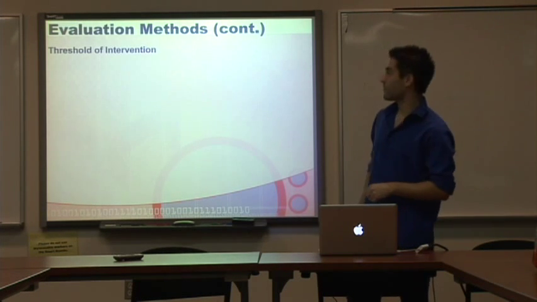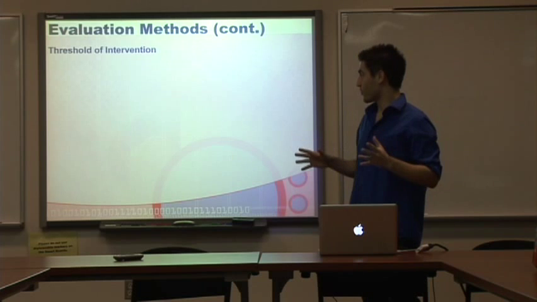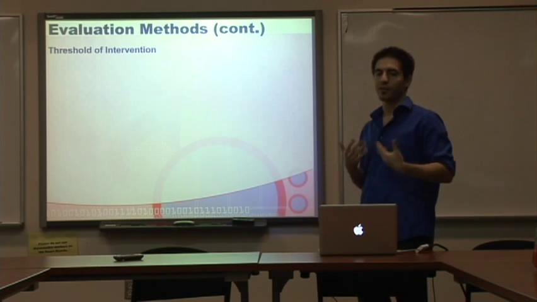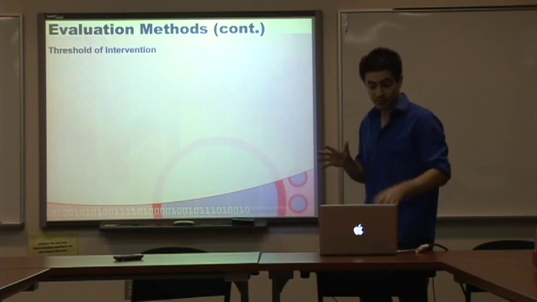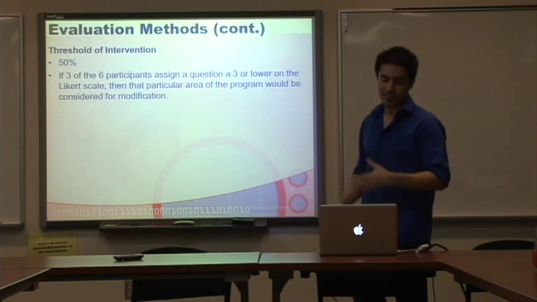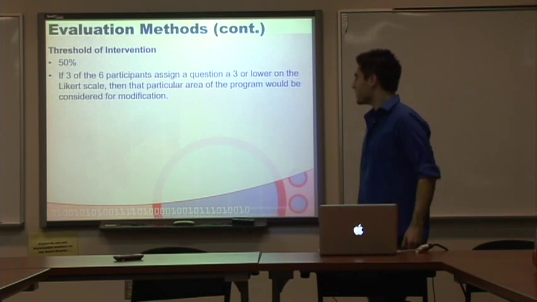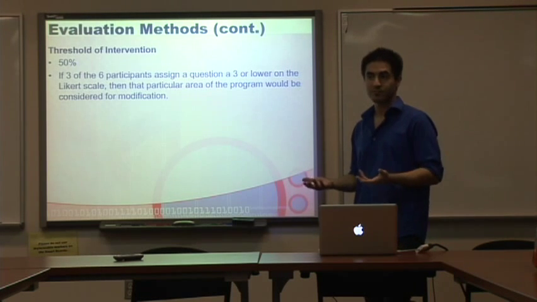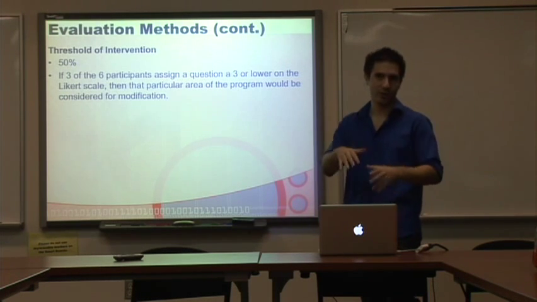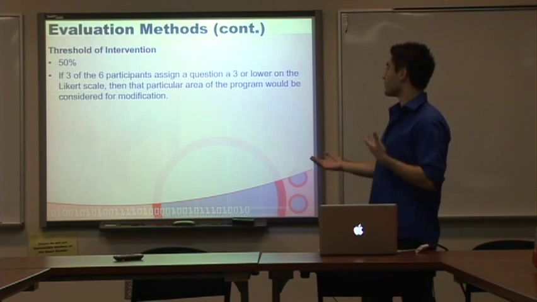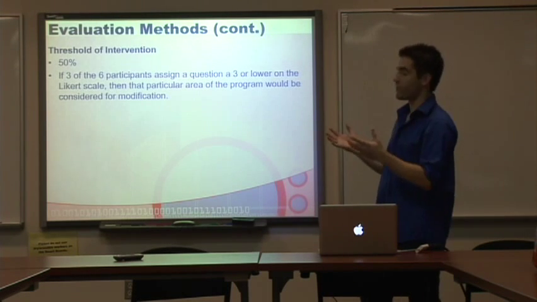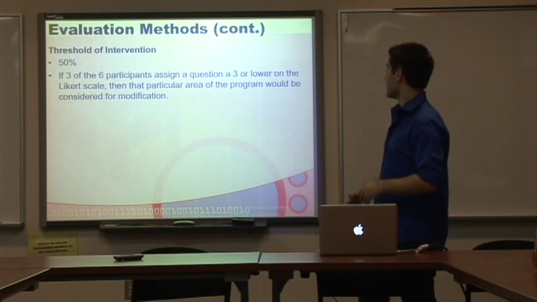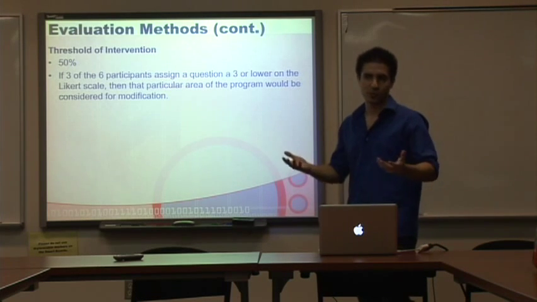So, the threshold of intervention for this particular formative evaluation, before I started, I thought it would be 50%. In this case, I had 6 participants. So, if 3 of the 6 participants assigned the question a 3 or lower, which is average to disagree to strongly disagree, I would consider that for modification as part of the particular area of the program for consideration.